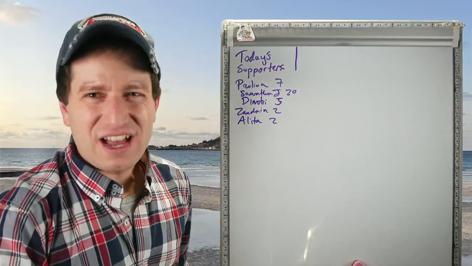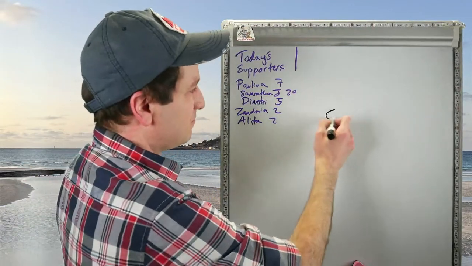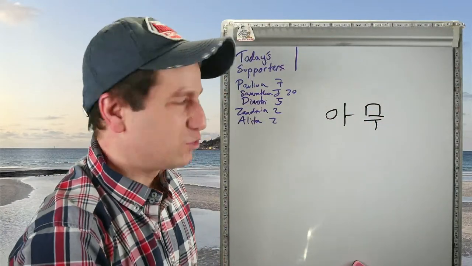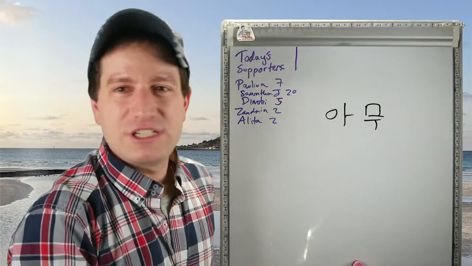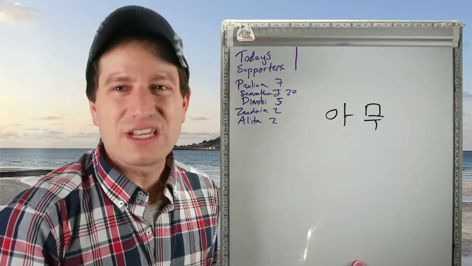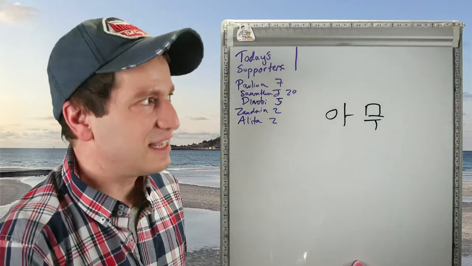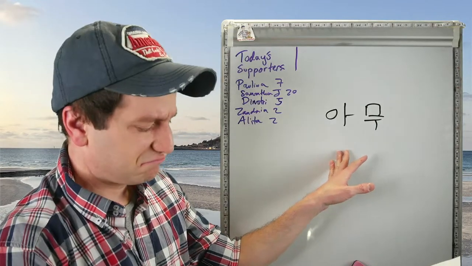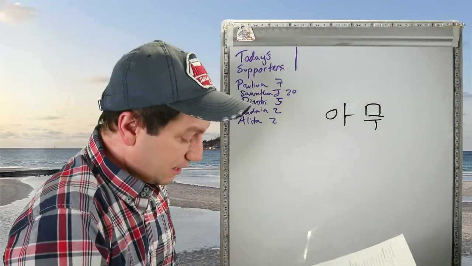Also, 아무 is not used with 든지. You could say 아무나 or 아무도 or 아무 음식이나, 아무 것이나, 아무거나, anything like that, but you can't use it together with 든, at least not in the same word. So you wouldn't say 아무든지 like that. Okay.